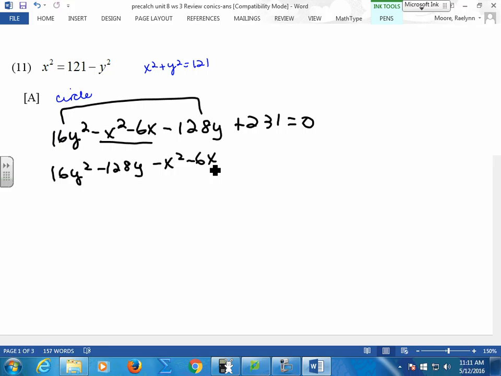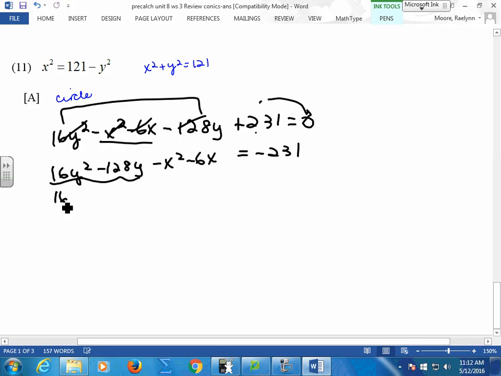So I put these guys together. I took care of this one, this one, this one, this one. And what do I do with this guy? Subtract it to the other side. They're going to change. So now, before I can do this, I need to factor out a 16. Y squared minus 8y plus something.